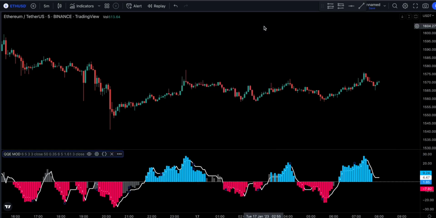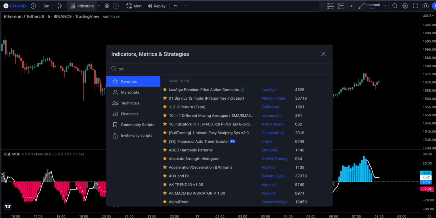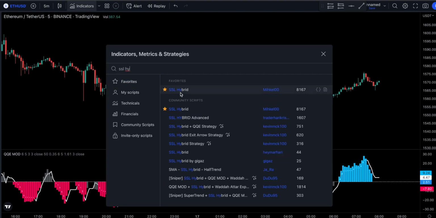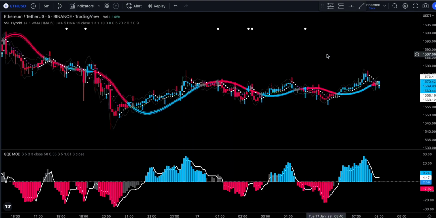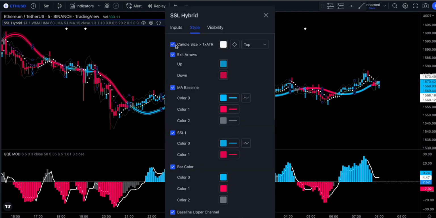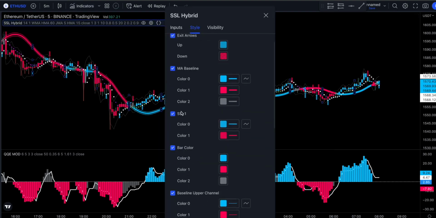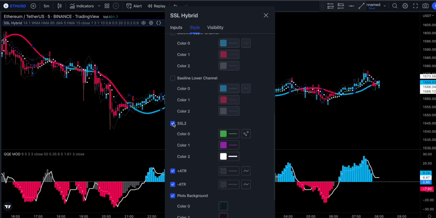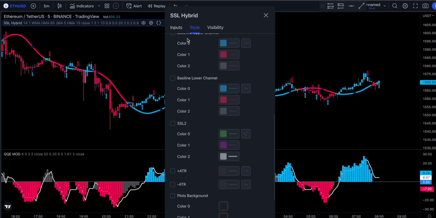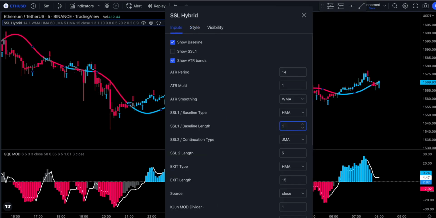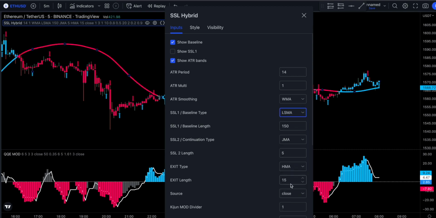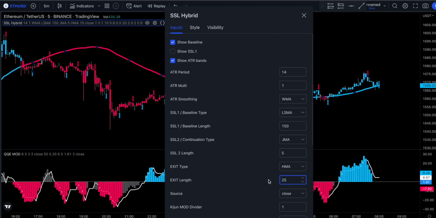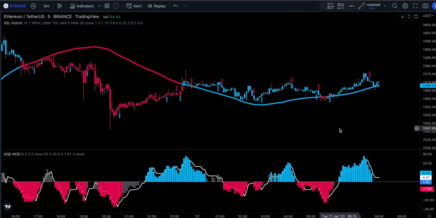For the next indicator, we will need to add a tool called SSL Hybrid. Make sure you add the right one. Before we explain the main idea behind this script, let's make some adjustments to the settings. In the Styles section, disable everything except for the baseline, exit arrows, and bar color. Then head over to the inputs and set the baseline to 150 and the type to LSMA. Also change the exit arrow length to 25. Once you've finished with the settings, the indicator should look like this.